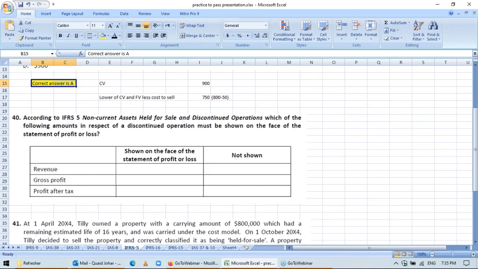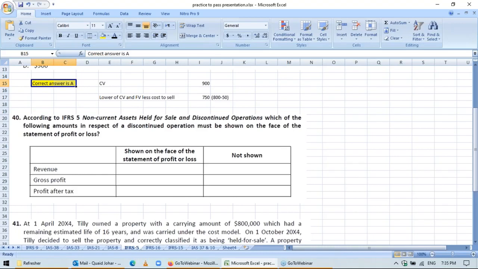Discontinued operation is a group of assets which generates cash independently, like a cash generating unit or a subsidiary company, right? So it's all about a complete group which is generating revenue for the company. If you decide to discontinue a complete operation, a line of business, what happens then? You will report the details of the revenues and expenses separately in a note to the financial statement.